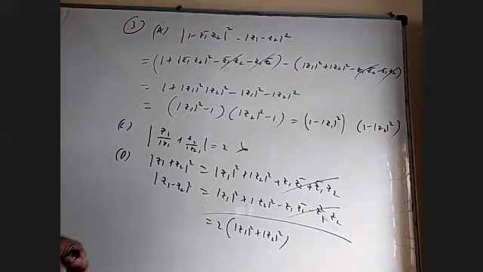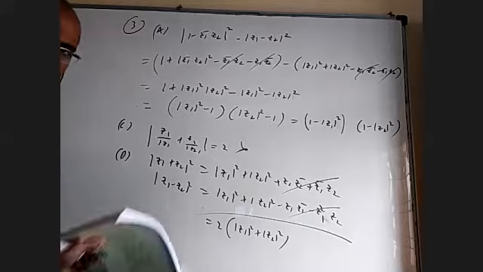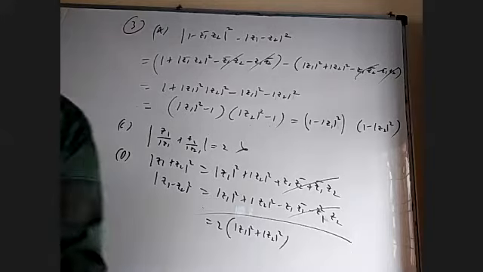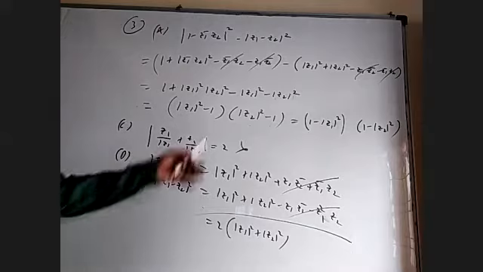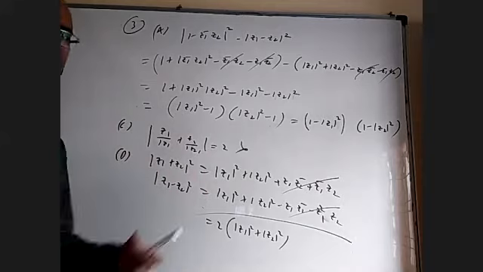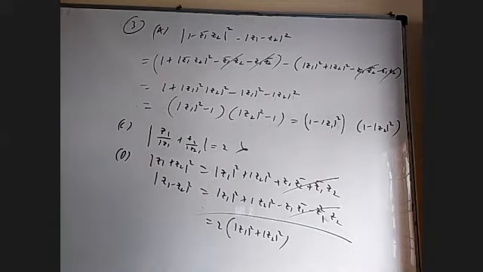Okay, option B is not right, so I did not write anything about it. So the first question and third question are basically based on this formula, the mod z1 plus z2 whole square formula. You should know that.